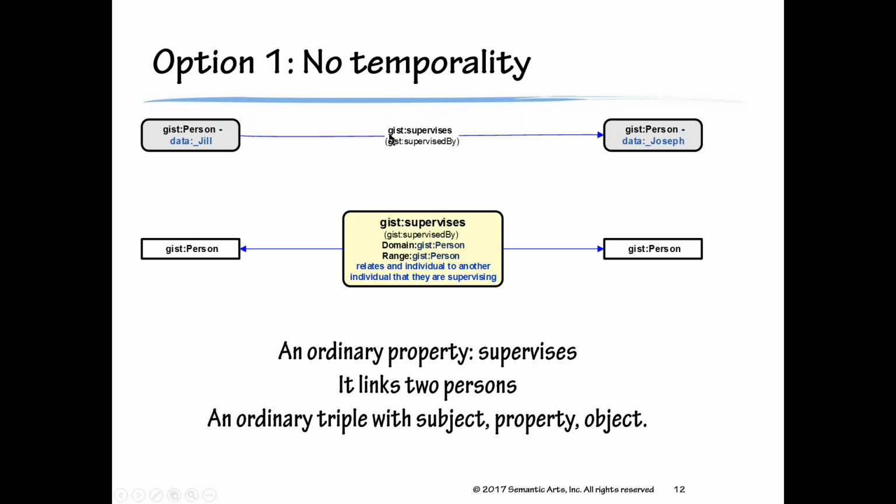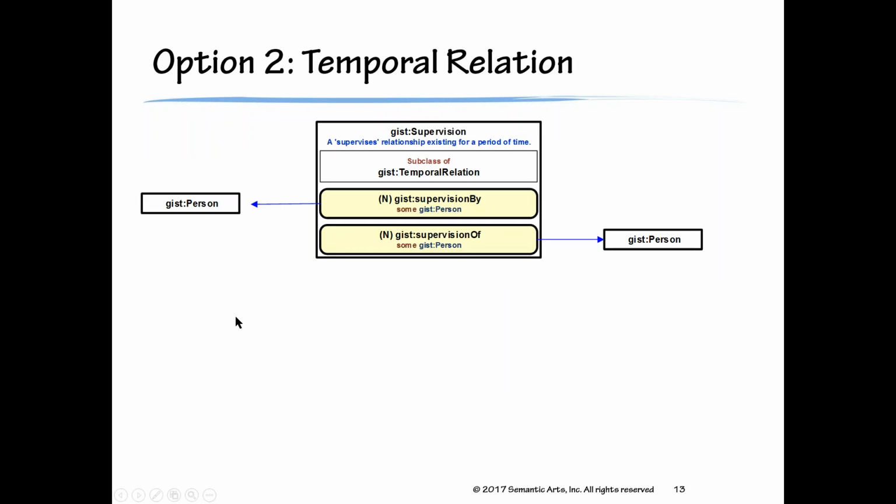Now we have a convention here where the main property going in the direction is in bold-faced, and if we happen to have an inverse property, we put it in parentheses down below. So this simply means the property going the other way. So you'd say the person Joseph is supervised by Jill. That's just our own internal convention.